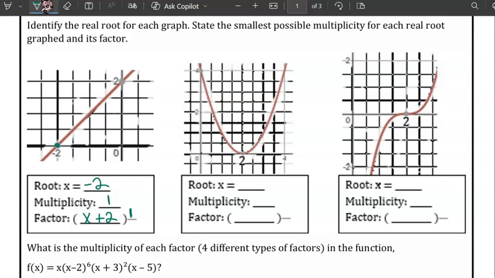This one, it crosses through the x-axis. The next one, the root is x equals 2. The multiplicity here is 2. It touches the x-axis. And then the factor would be x minus 2. The multiplicity would be the exponent, this 2. On this one, the 2 touches the x-axis.